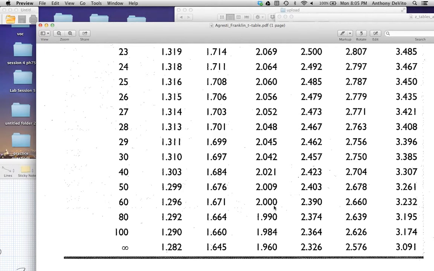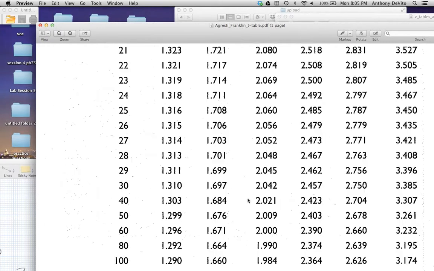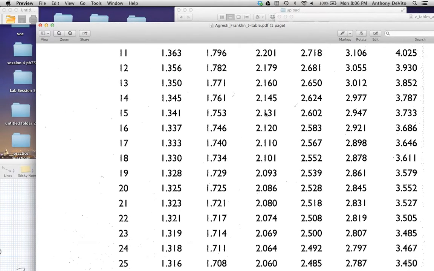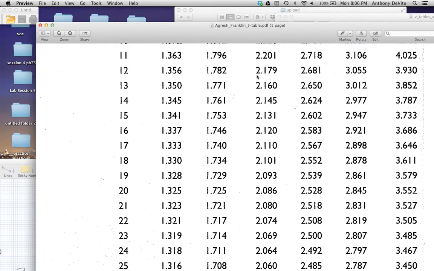Remember, had this been a z-score, it would have been 1.96. But now for a t-score, it's got to be 2.0. Had it been a sample size of 25, we would have had to exceed a t-score of 2.06. A sample size of 12 would be 11 degrees of freedom. We'd have to exceed a t-score of 2.2.